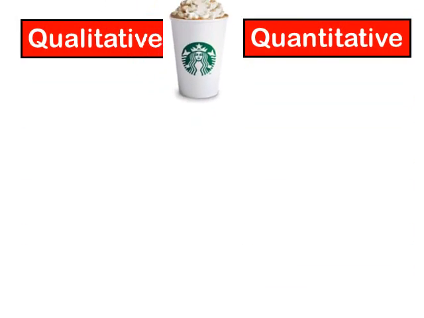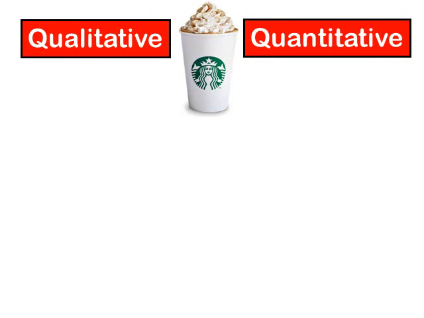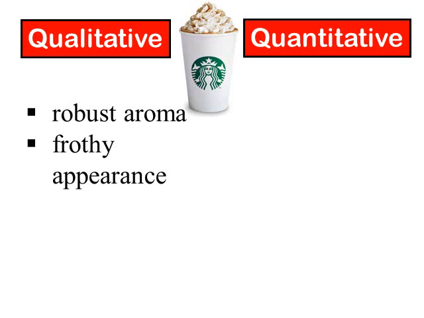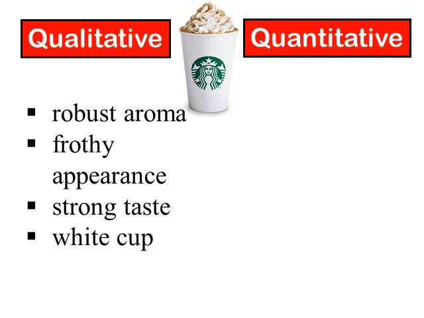We will now discuss an example of qualitative versus quantitative data utilizing our Starbucks latte. First off, we could describe what we're smelling. This would be qualitative data. Another piece of qualitative data may be its appearance. It's a nice frothy appearance, the wonderful whipped cream on top of our Starbucks latte. We could also describe the taste as being strong, possibly bitter. And we could also describe its appearance with a white cup, and you could also include the green logo if you'd like.